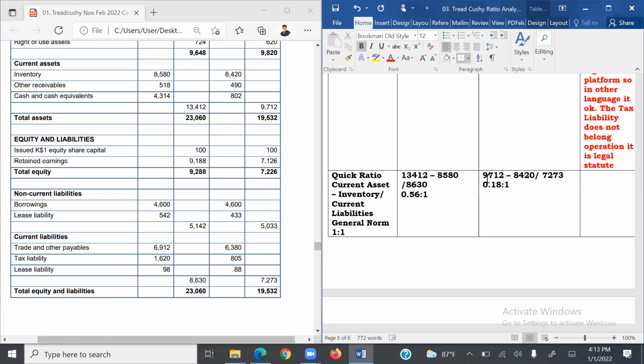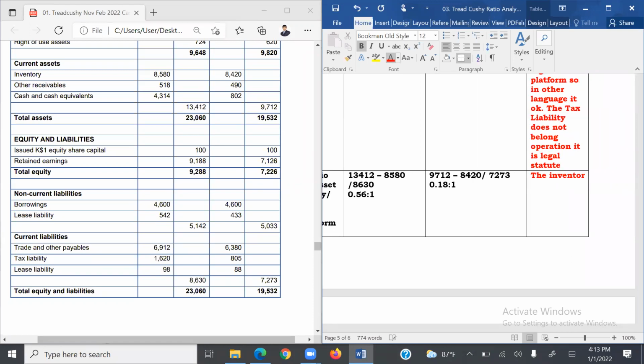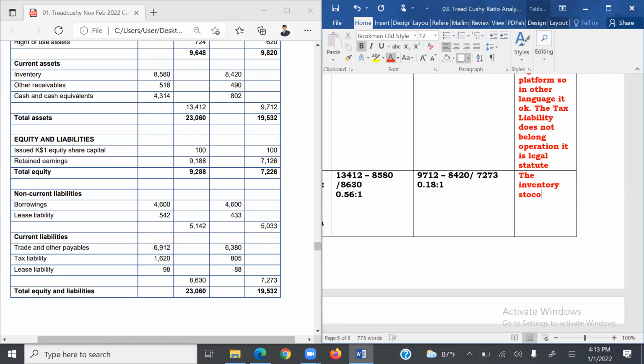So again, students, even in this case, I feel the inventory stock out is very high, if you observe. So I will write down here. But the thing is, we have seasonal demand, so we need to store inventory as well. I'll write down here: the inventory stocking is higher.